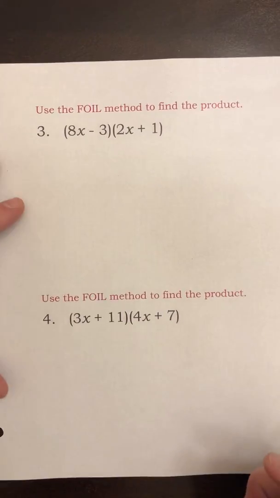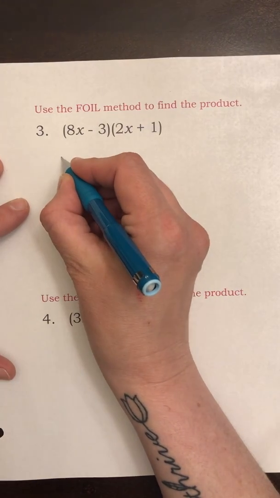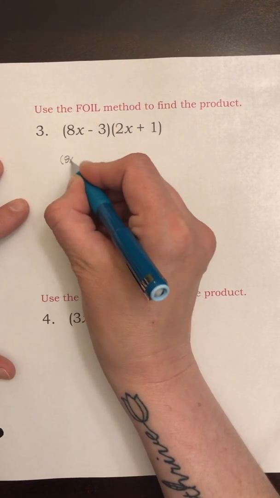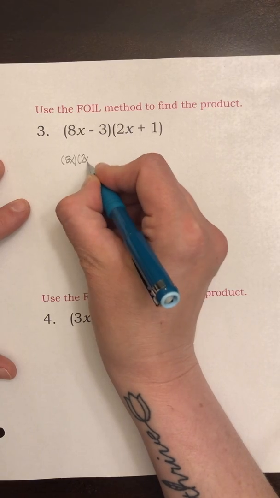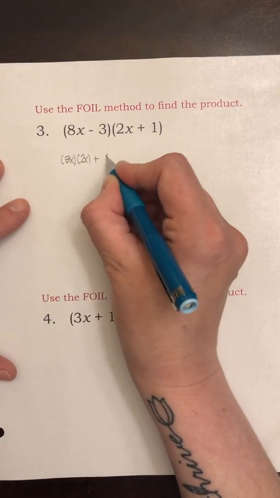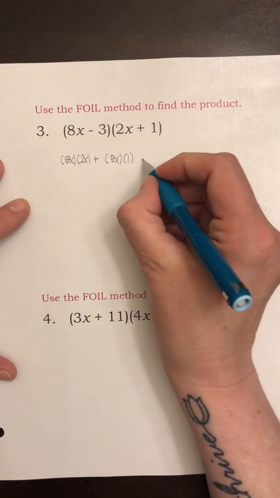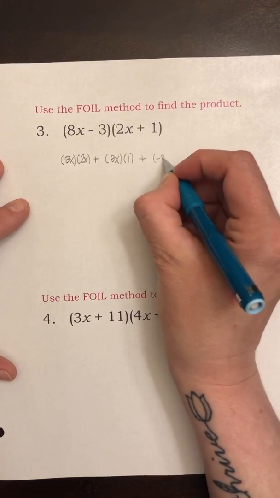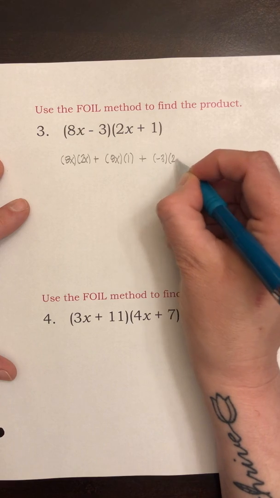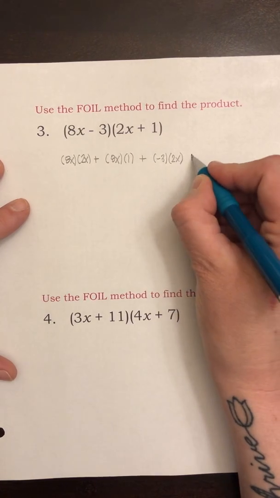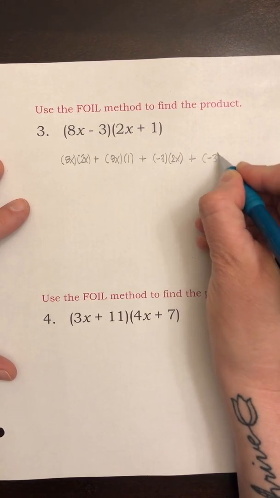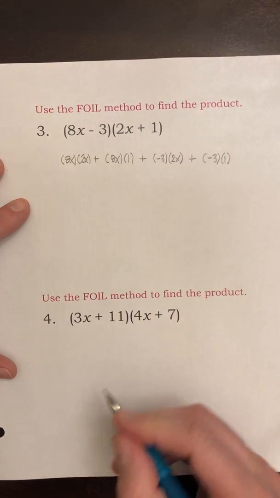All right, example 3, same thing, first, outer, inner, last. So first, I'm going to start with 8x and 2x. Outer, I'm going to go with the 8x and the 1. Inner, I have a -3 and a 2x. And then last, I have -3 and positive 1.